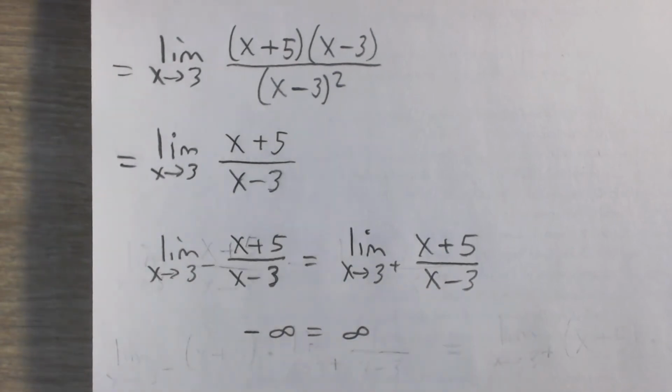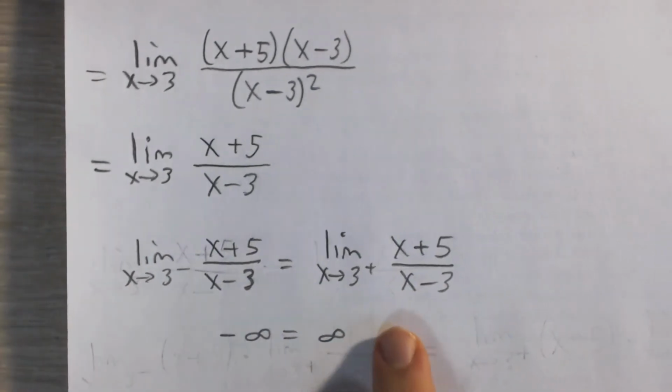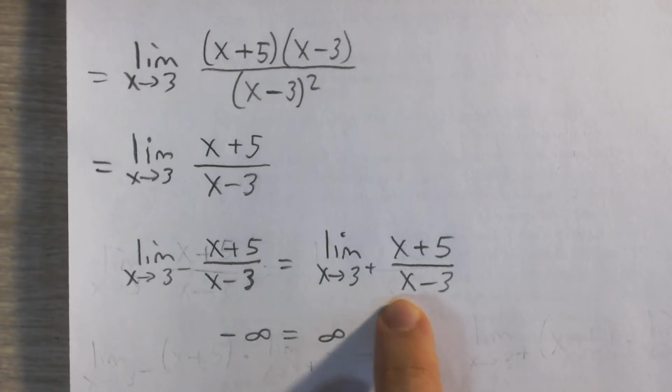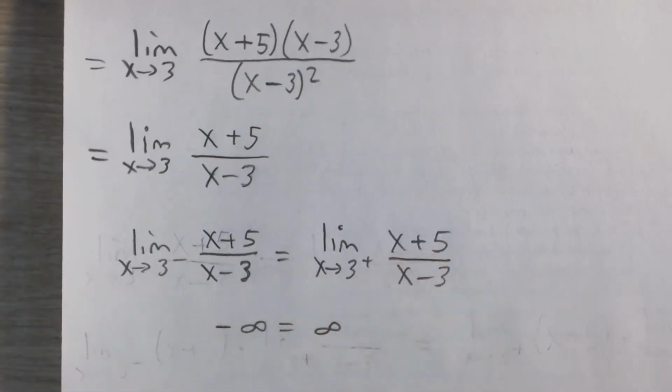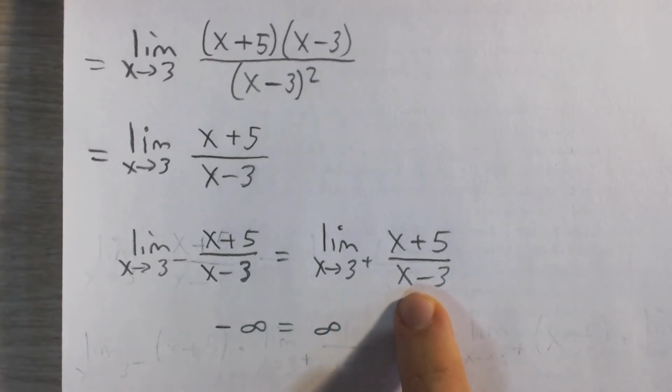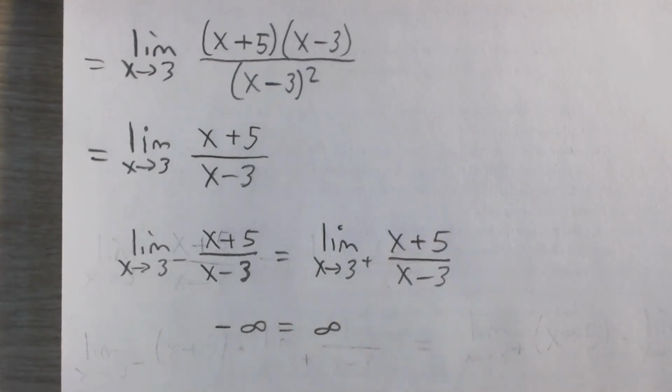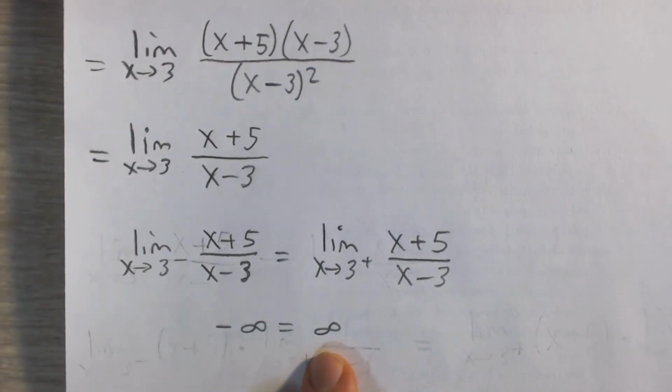And on the right side, we're going to have a similar effect, but opposite. Plug in a number close to 3, but on the positive side, say 3.01. Again, in the numerator you're going to get 8, a constant number. But in the denominator, you're going to get a very, very small positive number. And a positive number divided by a very, very small positive number gives a very, very large positive number. And so this limit is going to approach positive infinity.